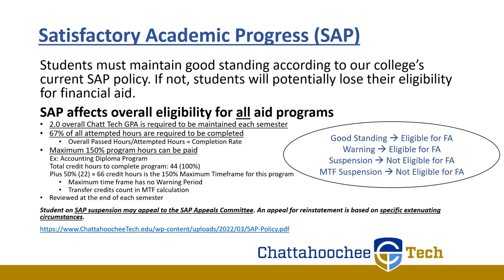In order to stay in good financial aid standing, you must adhere to the Satisfactory Academic Progress Policy, otherwise known as SAP, which requires students to maintain a 2.0 Chat GPA, a completion rate of 67% of all attempted credit hours, and not exceed maximum time frame for your program. You are encouraged to review our SAP policy on the website. Students who are not meeting SAP can complete an appeal. If you are on financial aid suspension, you are not eligible for any financial aid.